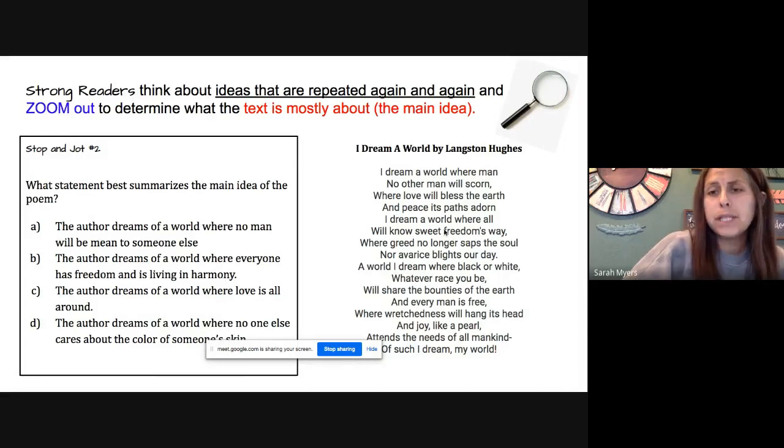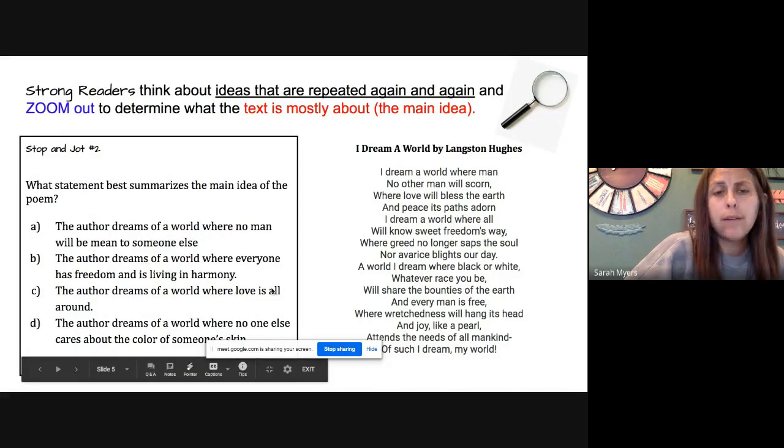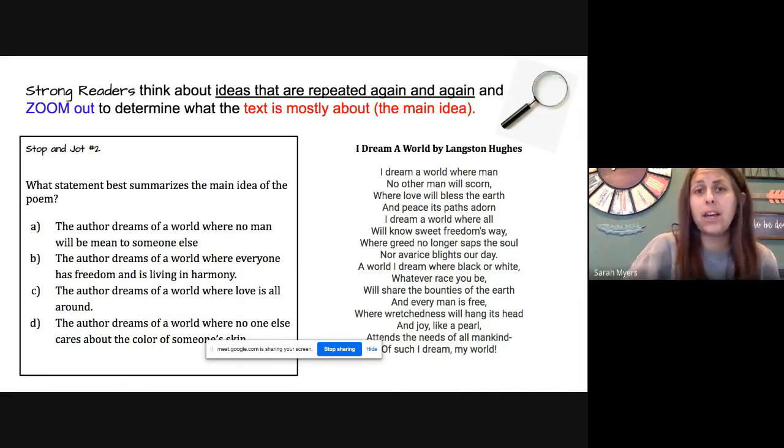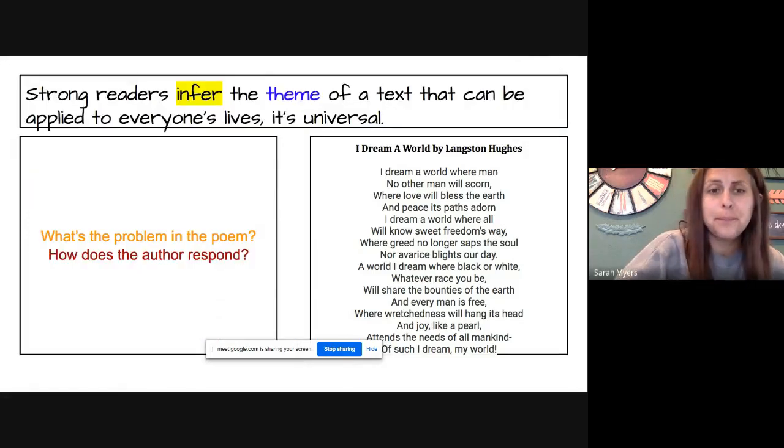This word freedom really stands out to me because it's used in this poem. C, the author dreams of a world where love is all around. Tempting, but they're not talking about the word love in here. D, the author dreams of a world where no one else cares about someone else's skin. Very true, but that was kind of like the ending part. If I had to think of the strongest answer here, because I zoomed in and now I'm zooming out, I would definitely think that it was B. So if you got B, give yourself a big pat on the back.